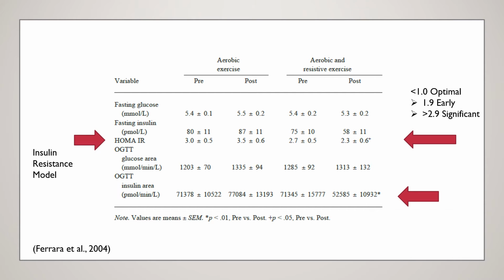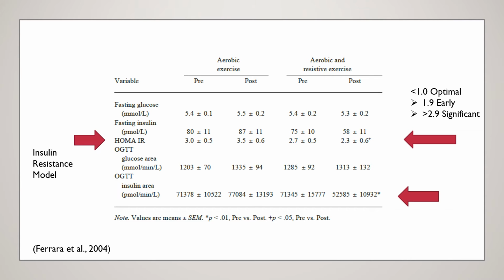Initially, the blood glucose goes up very quickly, and then as insulin is secreted, it will go down. So what you should see is a glucose increase and then a decrease. That is your glucose area.